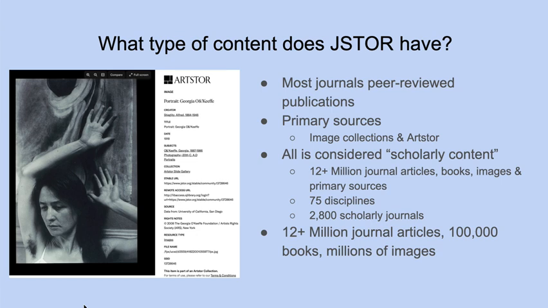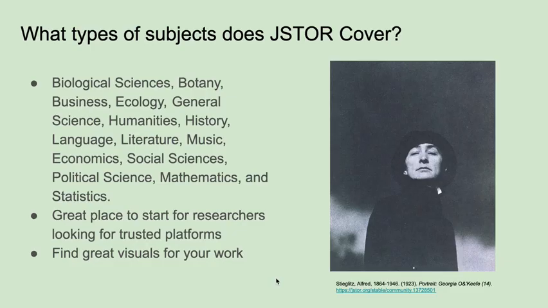It has over 12 million journal articles, books, images, and primary sources across 75 different disciplines, 2,800 scholarly journals, 100,000 books, and millions of images. On the left, you can see a photography article. This is a picture of Georgia O'Keeffe taken by her husband, who is also a famous American painter.